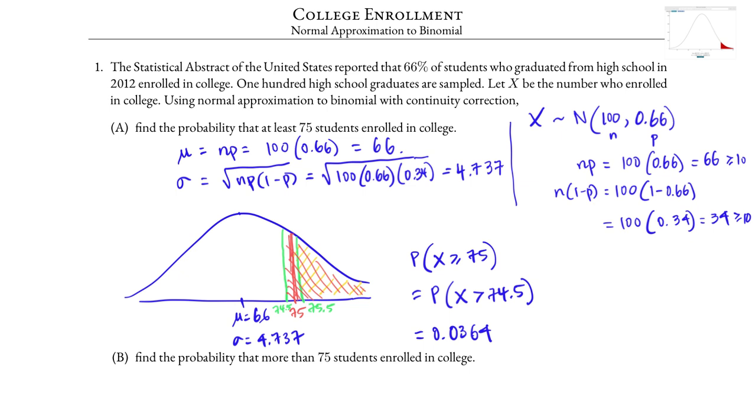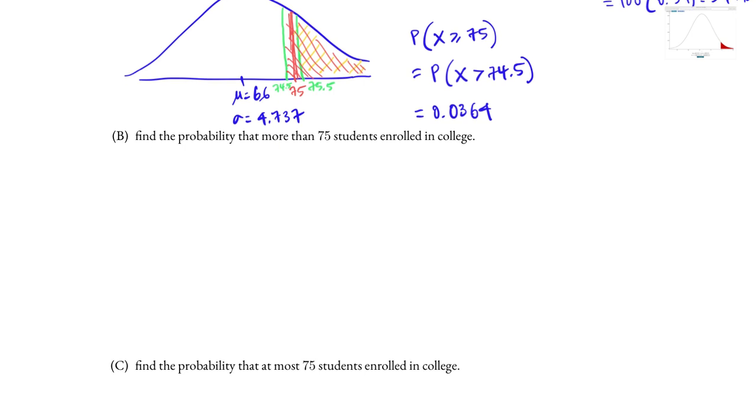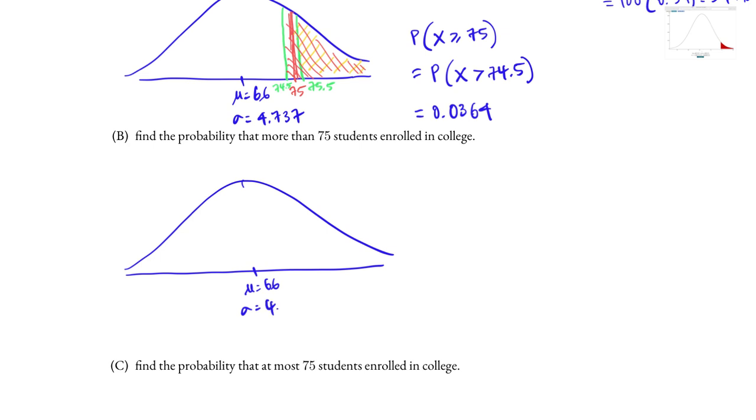Next, find the probability that more than 75 students enrolled in college. This is another probability problem, so we will draw another bell-shaped curve, label the mean 66 and the standard deviation 4.737. The x value that we are interested in is still 75, and we want more than 75, so we will shade everything to the right of 75.